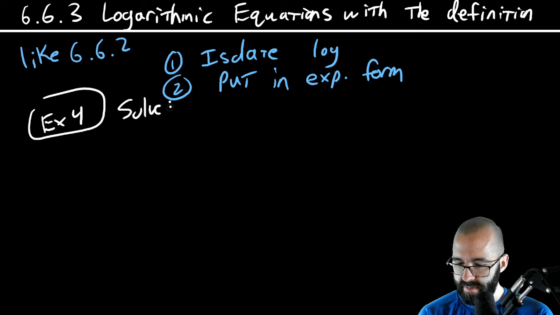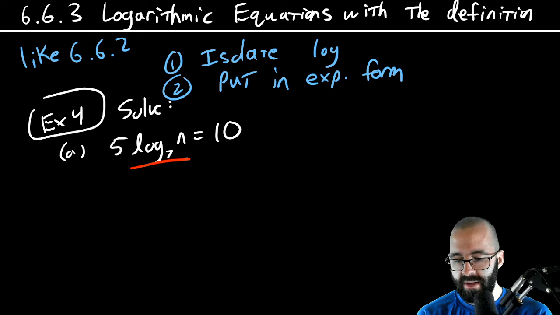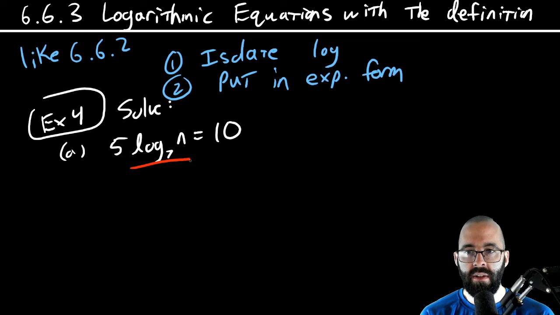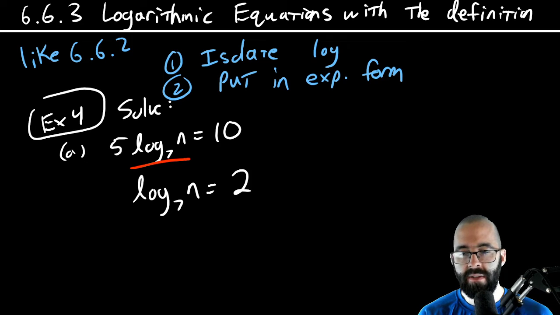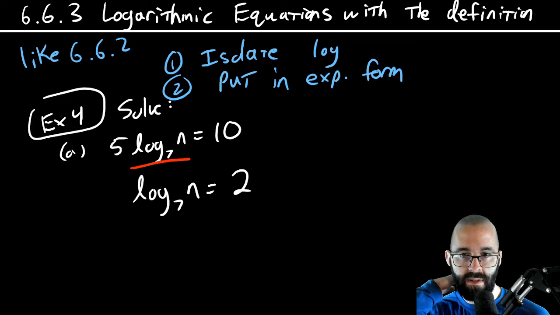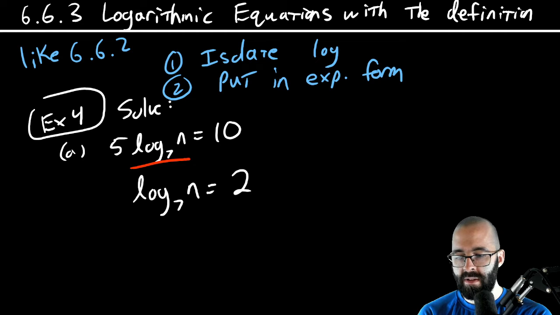Solve the following. 5 times the log base 7 of n equals 10. So the log isn't isolated here, right? We want this red thing to be completely by itself. But it's getting multiplied by 5. So we undo that by dividing both sides by 5. 10 divided by 5, that's just 2. That's step 1. And now put it in exponential form.